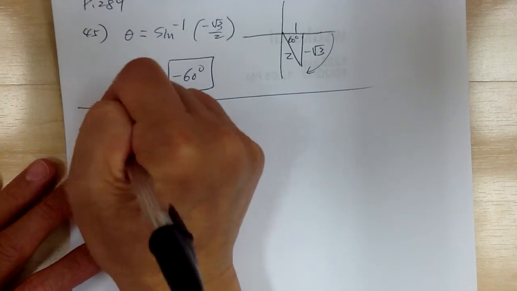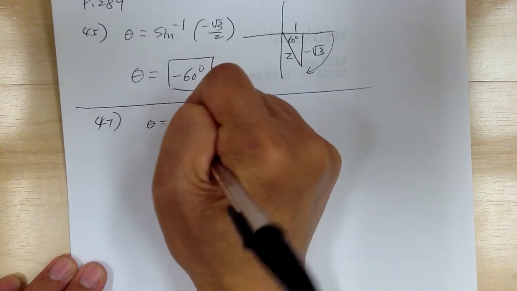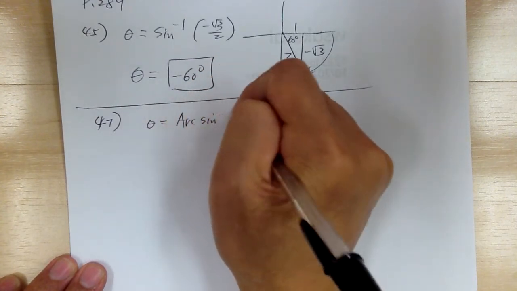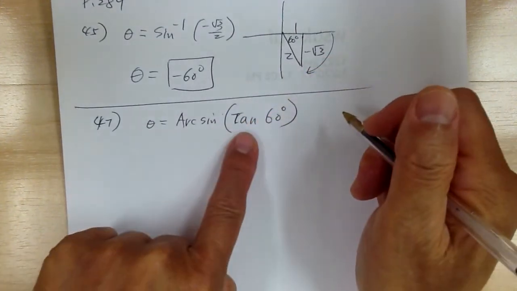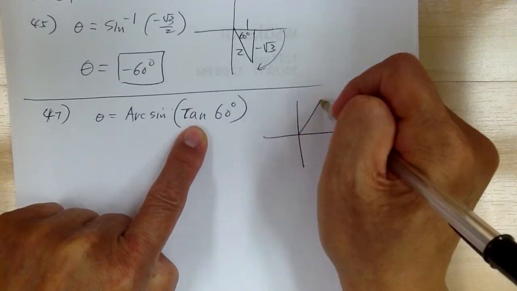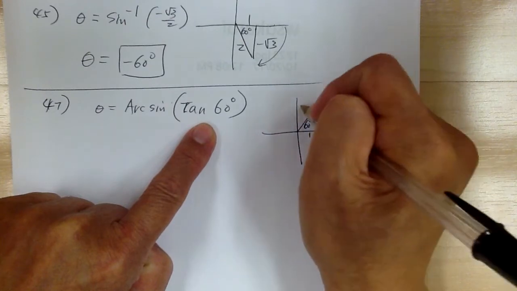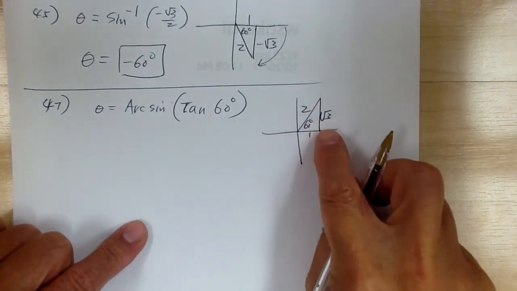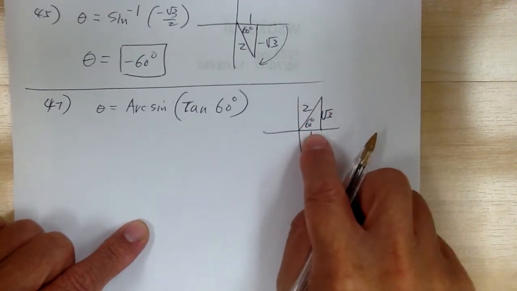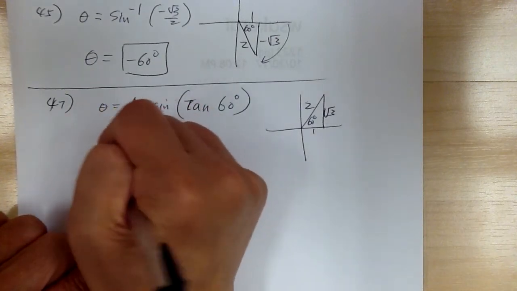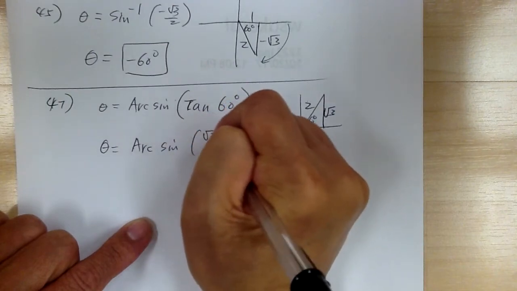Okay, let's go to 47. Here theta equals arc sine of tangent of 60 degrees. So from here, first you have to draw this picture over here. So 60 degrees is over here. That's your 60 degrees. So this would be square root of 3. So it would be 1, square root 3, 2, right? So that's the picture, okay? And from tangent, you can see tangent is sine over cosine, so it's going to be square root 3 over 1. So theta equals arc sine of square root 3 over 1.